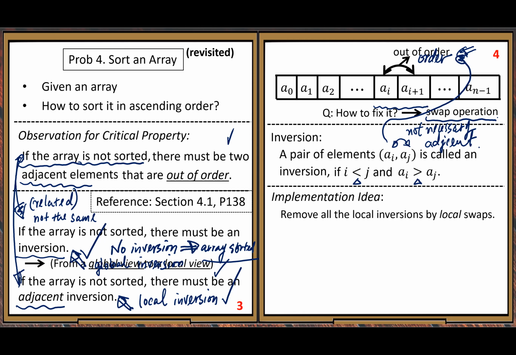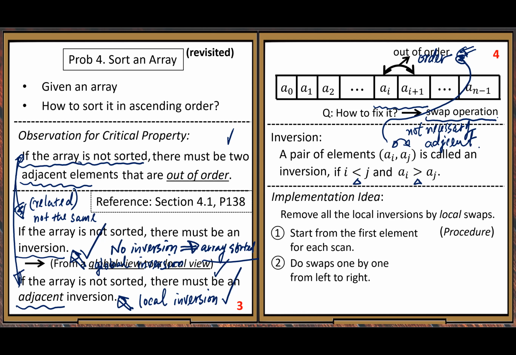Remove all the local inversions by local swaps. You swap two adjacent elements. So that's the local swap operations, not global swap operations. Okay, so the procedure is like this. You start from the first element for each scan. You scan the whole array from left to right, and do swaps one by one from left to right, if necessary.